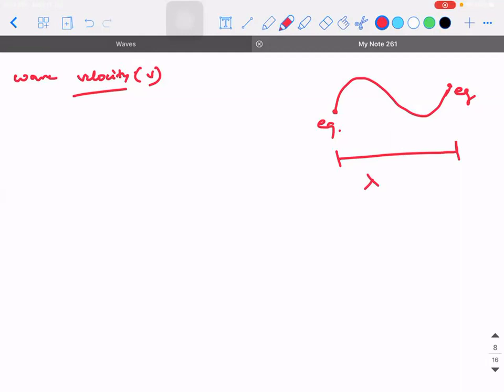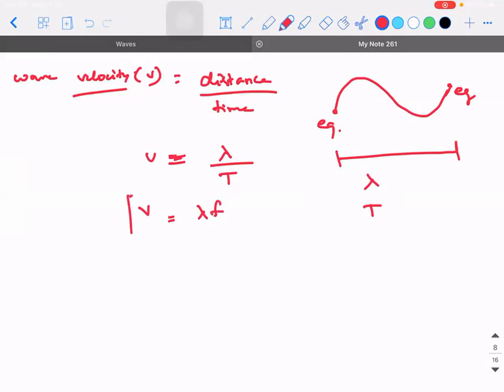T. Capital T. So what is wave velocity means what? I can call it as speed. Speed is nothing but the distance traveled per unit time. So the distance lambda is covered in a time capital T. So this lambda by T is what is called as wave velocity, or V can also be written as lambda into 1 by T, which can be written as frequency. So V is equal to lambda into f. Both are called as wave velocities. Clear, guys?